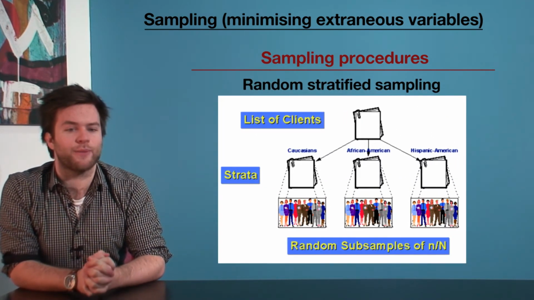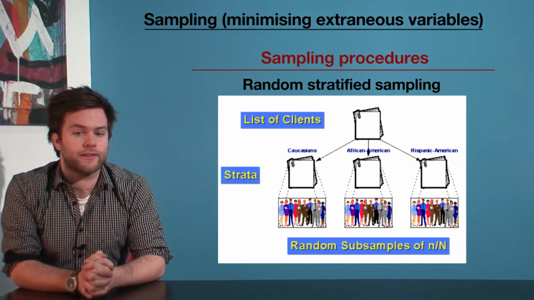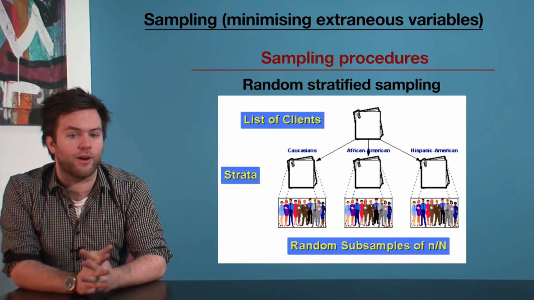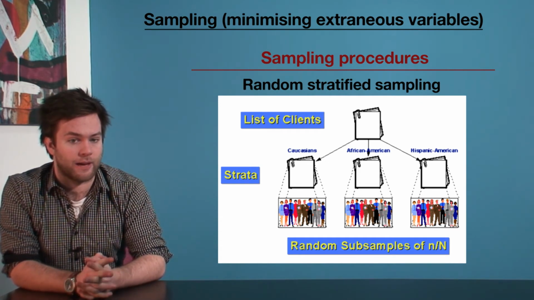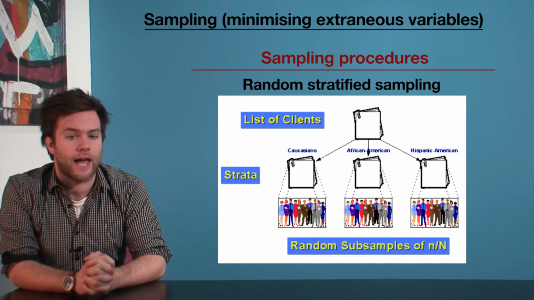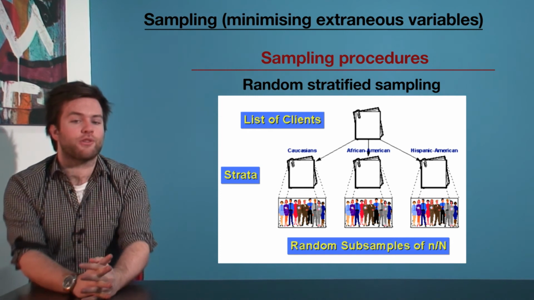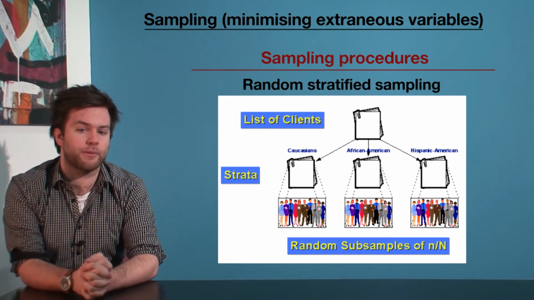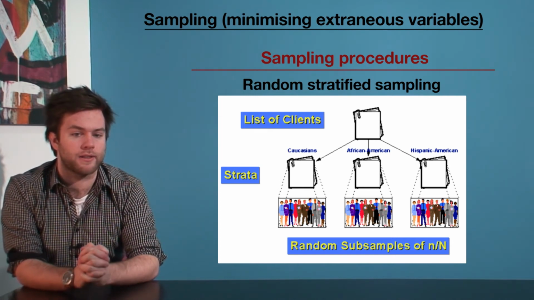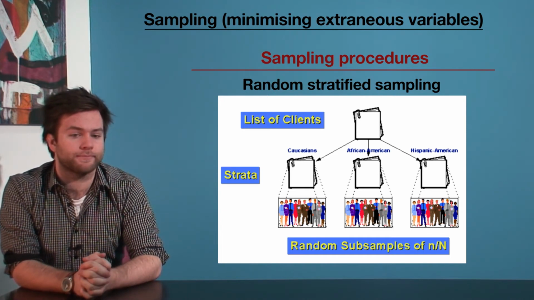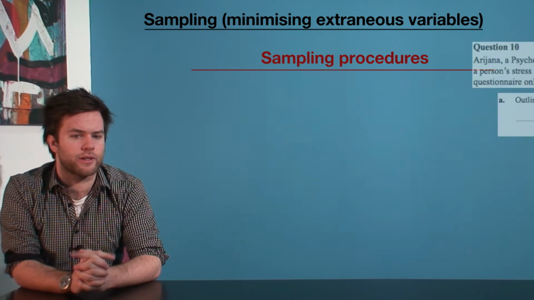Lastly, there is random stratified sampling. This is the same as stratified sampling, but with the added caveat that each member of a particular subgroup, for example, all African Americans, have an equal chance of being selected to the sample. Random stratified sampling is the best sampling procedure that we have covered to minimize extraneous variables, but it is also the most time-consuming. So let's think about this question then.